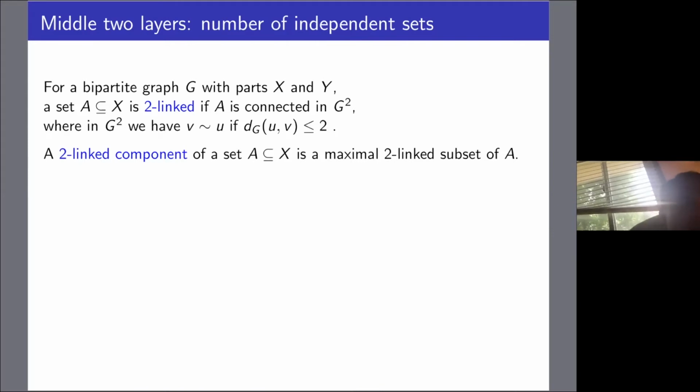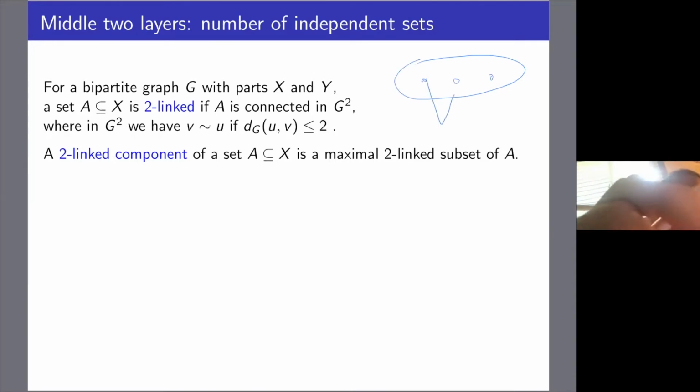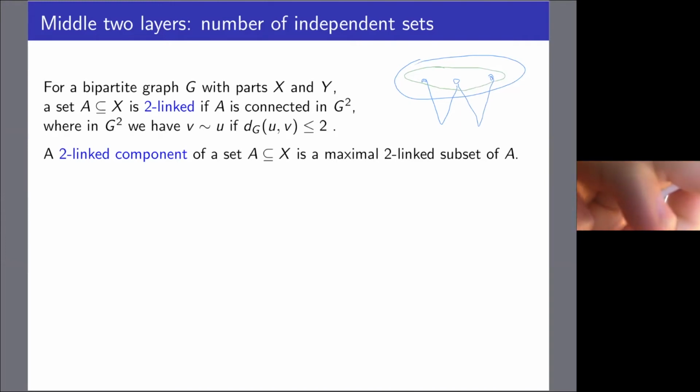Here I try to define things which were coming from Sapozhenko's graph container method. So I assume that I have a bipartite graph with parts X and Y. A subset from one of the classes is called 2-linked if it's a connected subgraph of G², the square of the graph G. So the square of the graph G is that you put an edge if two vertices are at distance at most 2. A simple example: this part is 2-linked, because in G² we get a path. And a 2-linked component is a maximal 2-linked set.